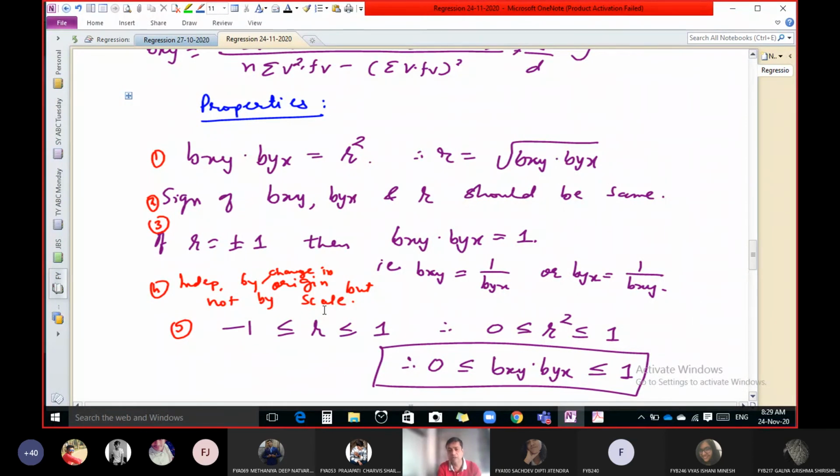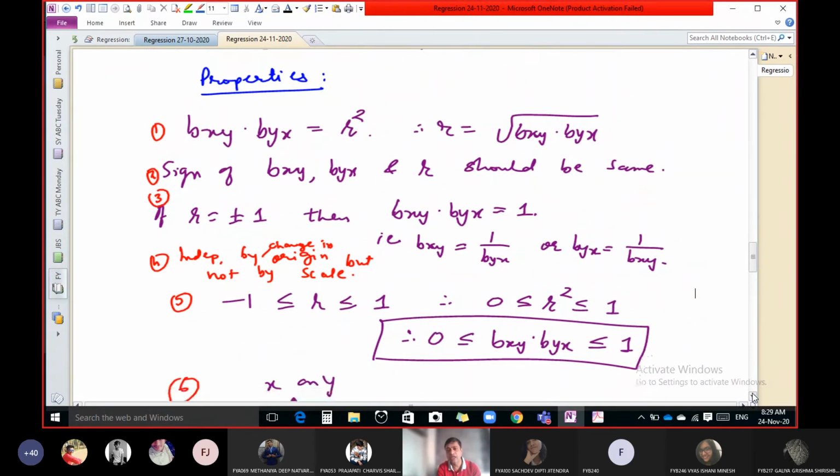Now one other property. We know that correlation always lies between -1 and +1. So if we take the square of that, we get positive value only. So r square always lies between 0 and 1. r lies between -1 and +1, so r square lies between 0 and 1. But we know that r square is nothing but bxy into byx. So what is the meaning of this property?